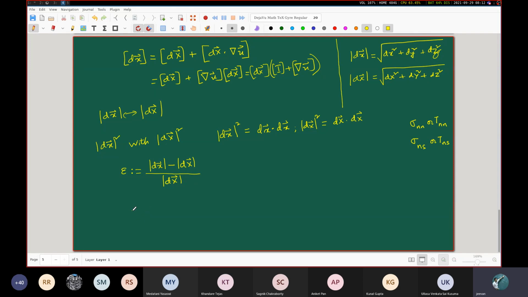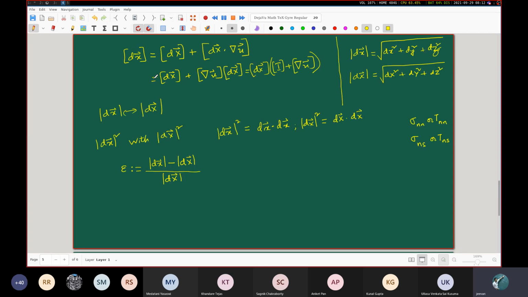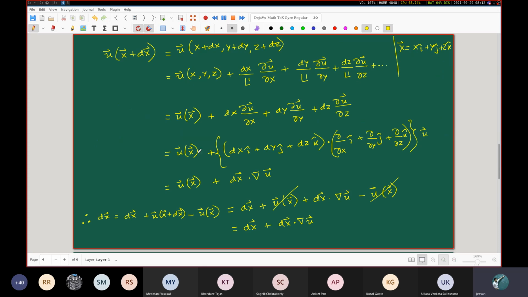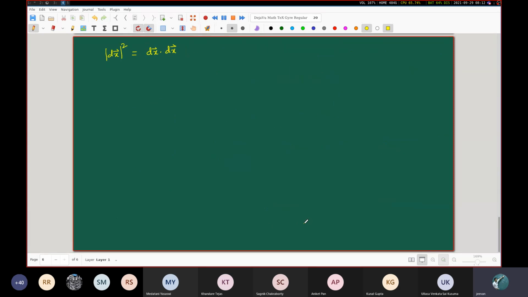Okay, so what we'll do is we'll first start out with this small dx vector. Let me go to the new page. So we'll start with this small dx vector, the absolute value of that, and the square of that. This is simply dx vector dotted with dx vector. Now let us check what we had obtained for the expression of dx vector. We had this expression: d capital X vector plus dx vector dot grad of u. So we'll utilize this.